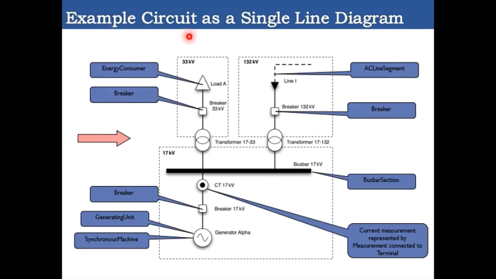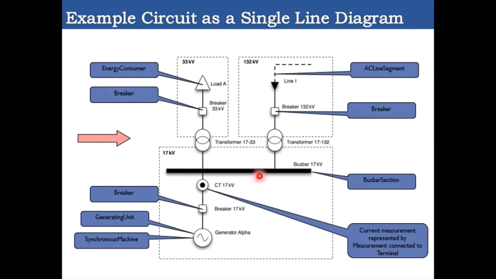Now let's see the example circuit. As we discussed in the previous slide, here we have three segments of the power system network. This is 33 kV, that is the voltage level. This is the 132 kV voltage level, and this is the 17 kV voltage level.